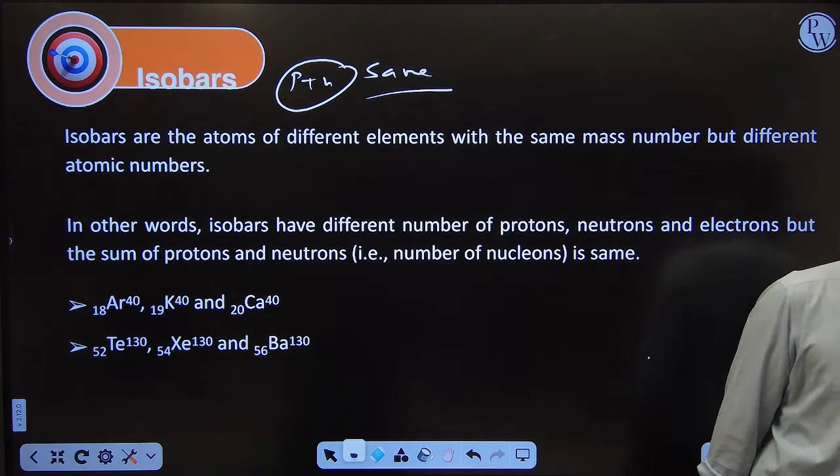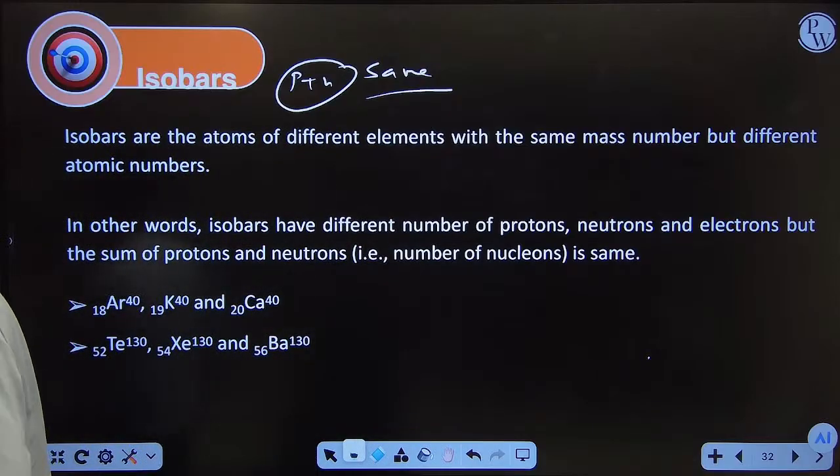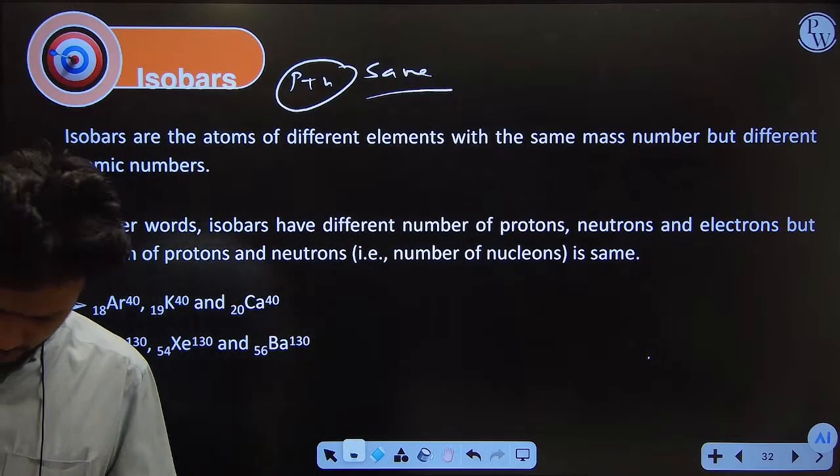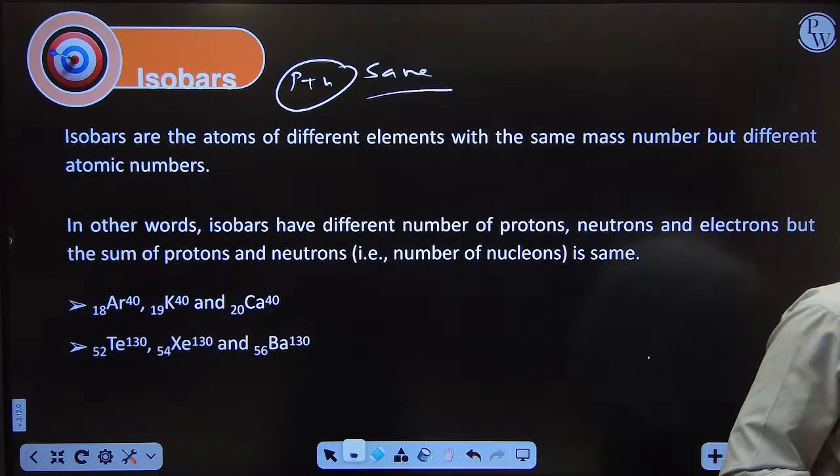Four more relations like this: isosters, isotones, isodiaphers, isoelectronic, which we will talk about in the next class.